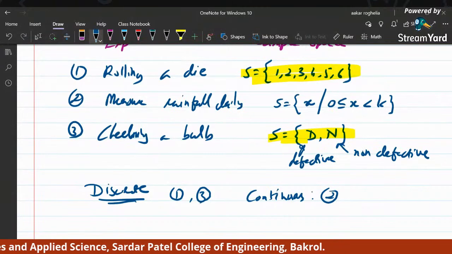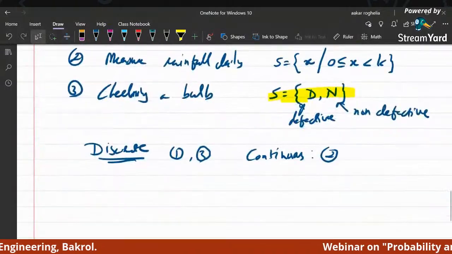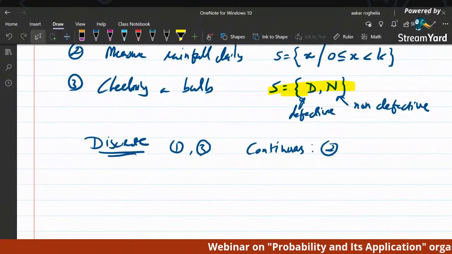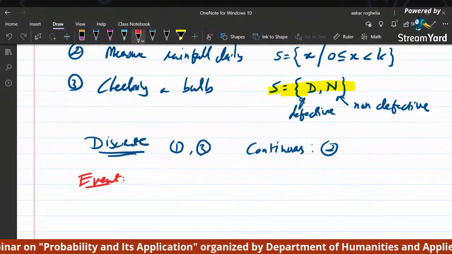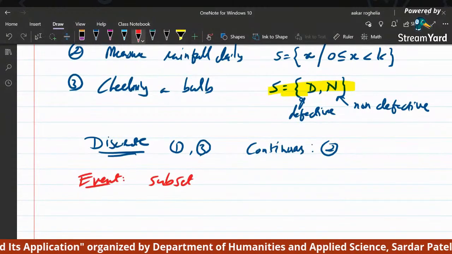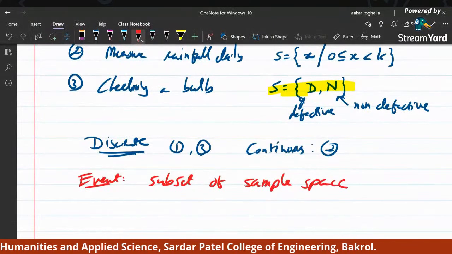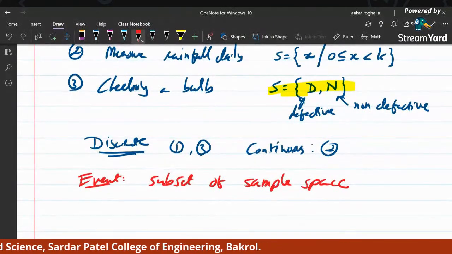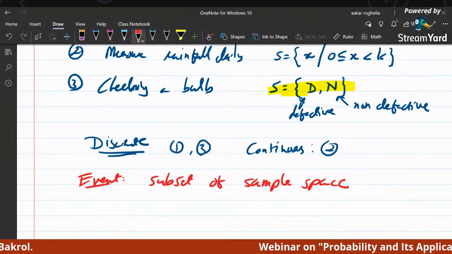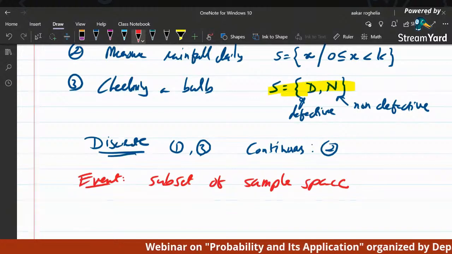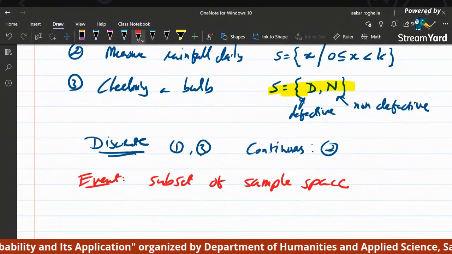Fine. And events are nothing but any subset of this sample space. Any subset of the sample space is called an event. So next thing is of course the event. Event is a subset of this sample space. And all these are sets, so whatever procedure you can do with sets like union, intersection, complement, all these things you can do with this also.